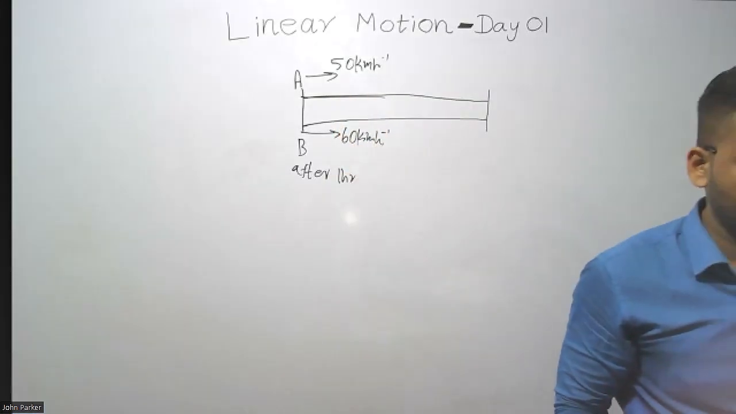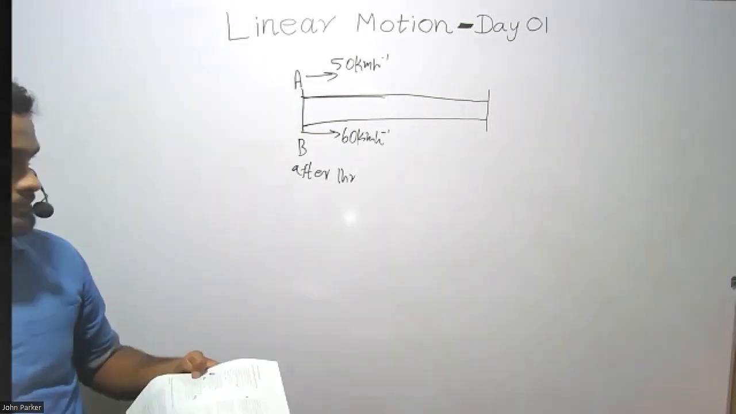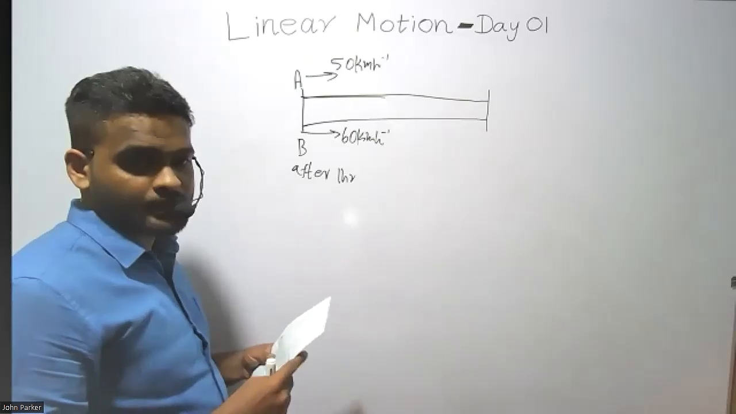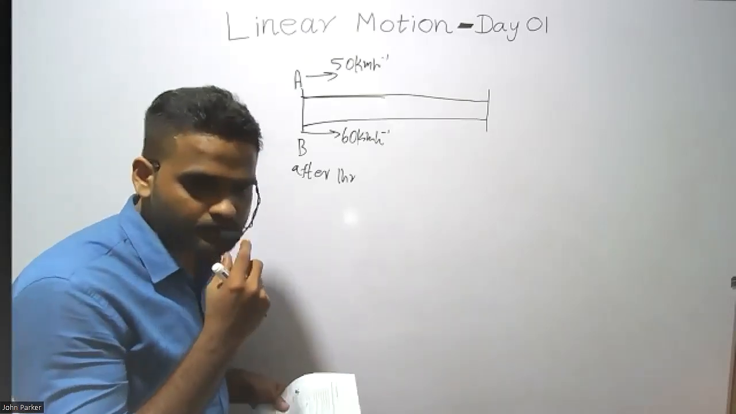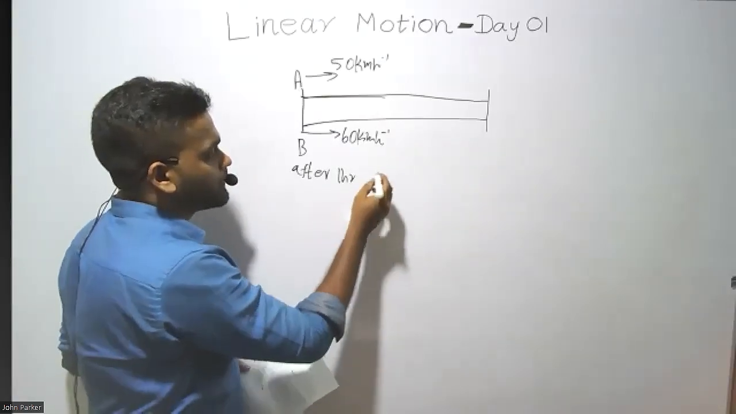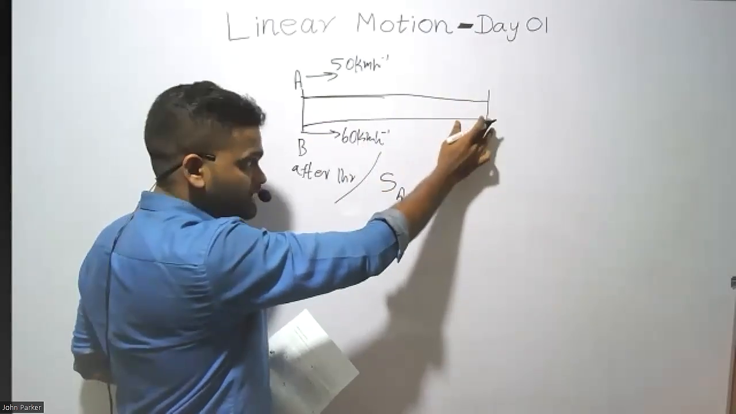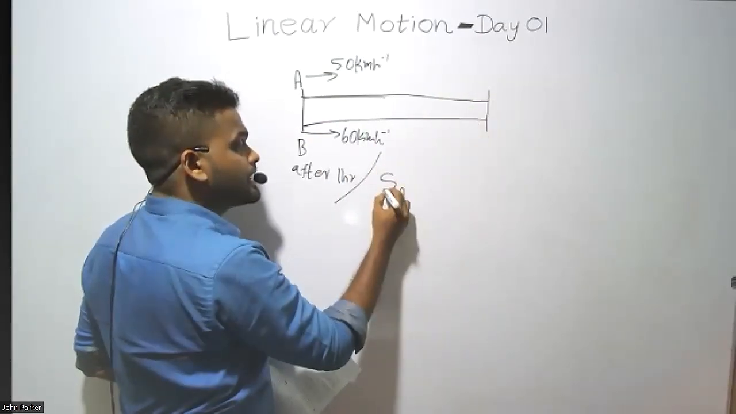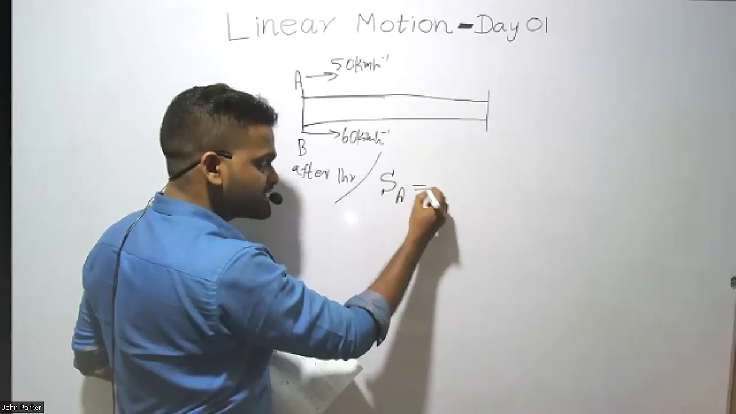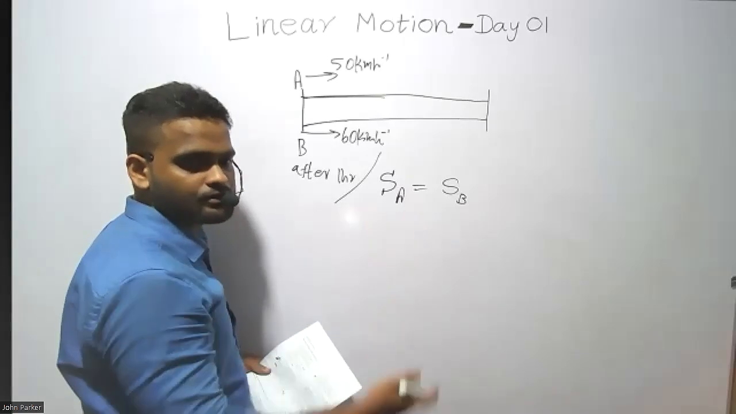Okay. If someone gets the answer, please send that in the chat box. Okay. So you have to build an equation between A and B. You know that when car B passes car A, the distance traveled by A is equal to the distance traveled by B. So that is the connection between those two.